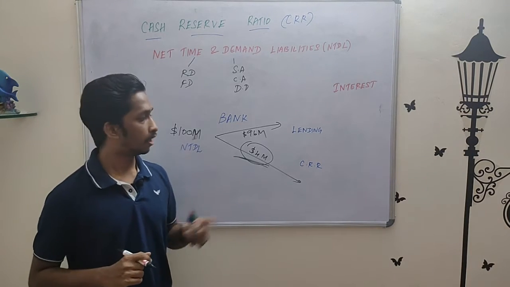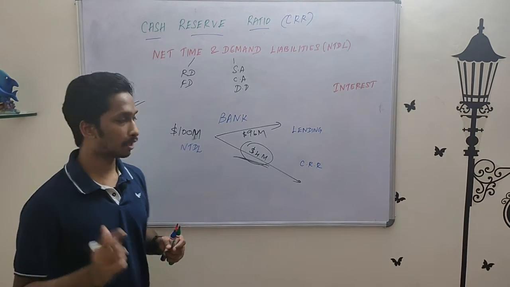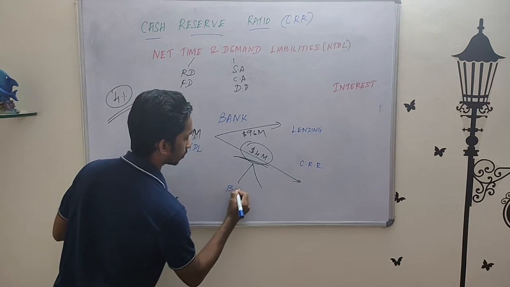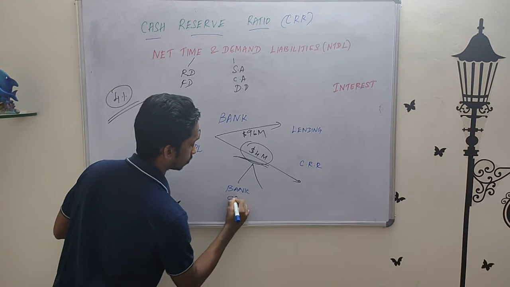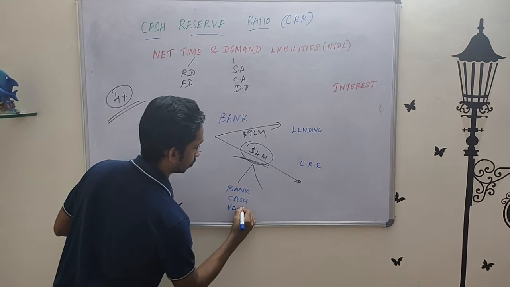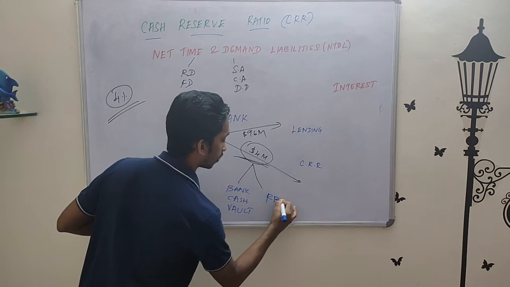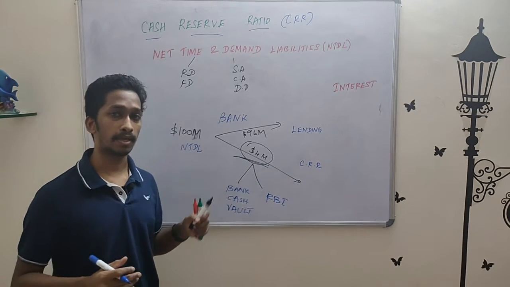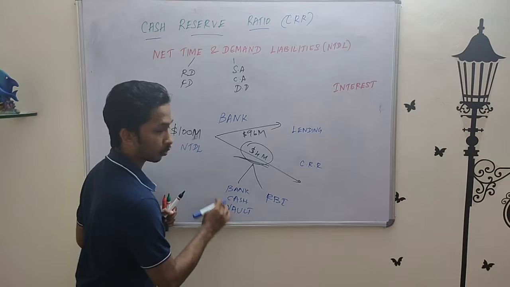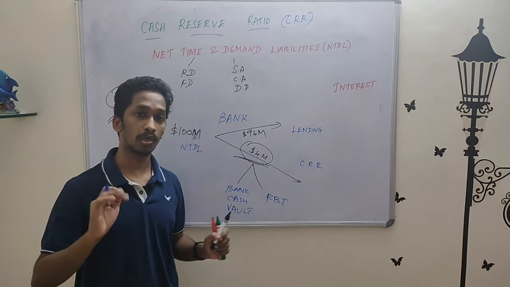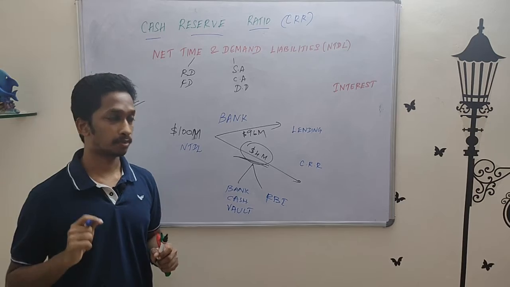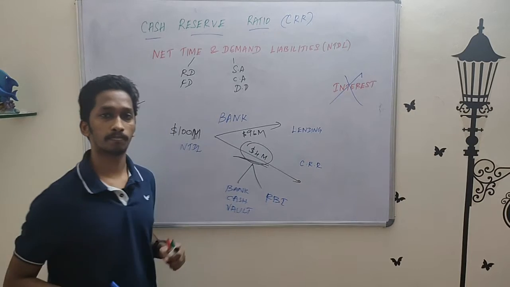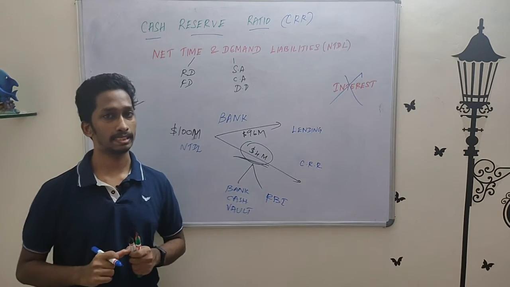The second question: what would happen to this money? This money can be kept either in a bank cash vault or with the RBI. Since it's a cash reserve ratio, some banks have their own cash vault to store this money, or they store it with the RBI. The most important point is, does this 4 million give interest? No. This 4 million does not earn any interest for the banks.